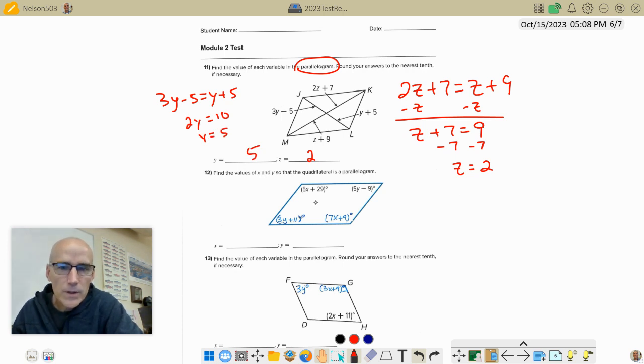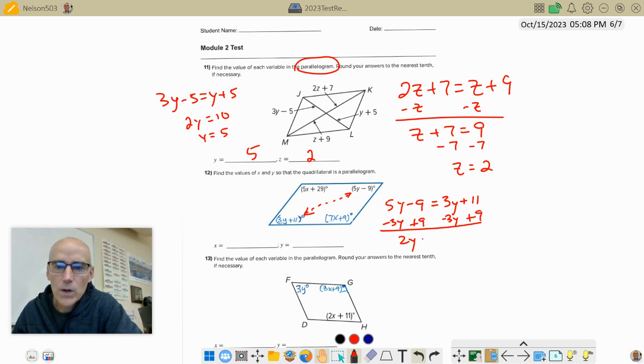On this problem here, I'm going to set the opposite angles equal to each other. So 5y minus 9 equals 3y plus 11. I subtract 3y from both sides, and I get 2y. I add 9 to both sides, and I get 20. And then I divide by 2, and I get 10. So y is 10.